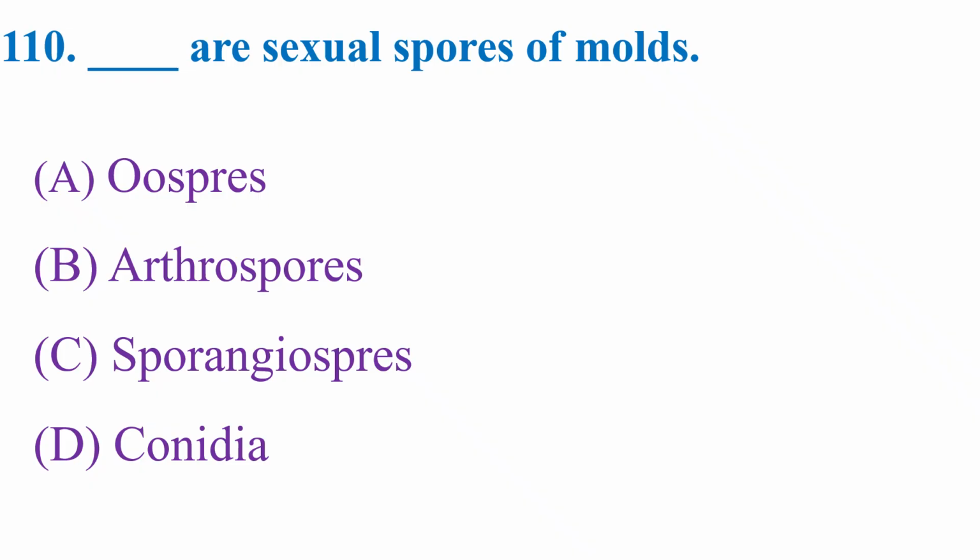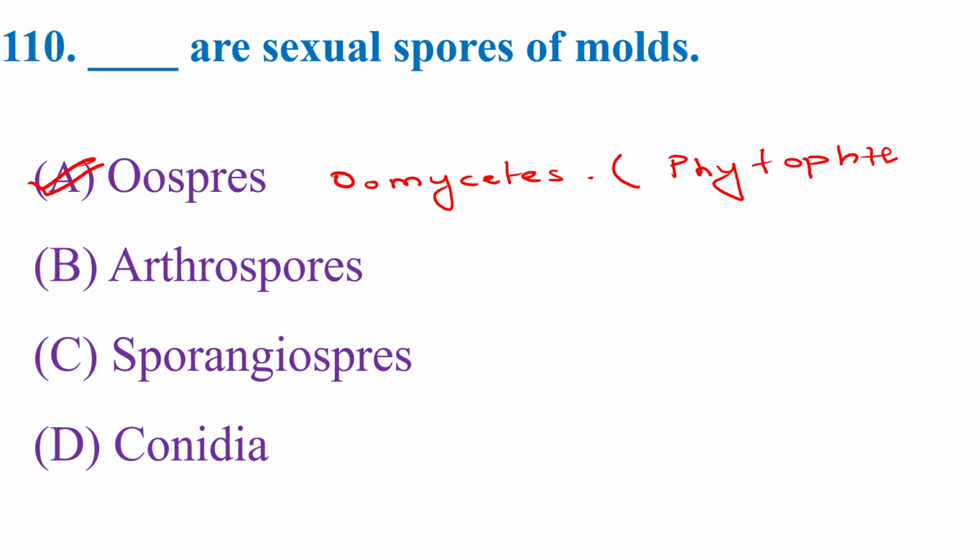Question 110. Dash are sexual spores of molds. So it is oospores. So these are the sexual spores produced by certain molds, especially the oomycetes. Say for example, Phytophthora or Pythium.